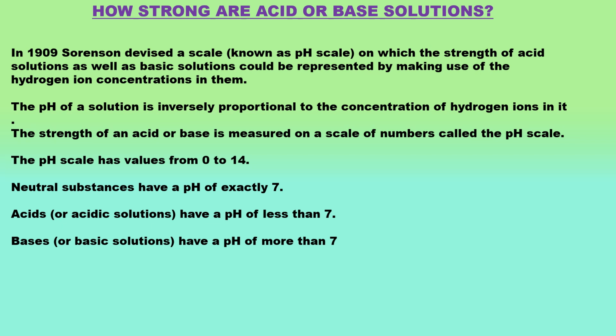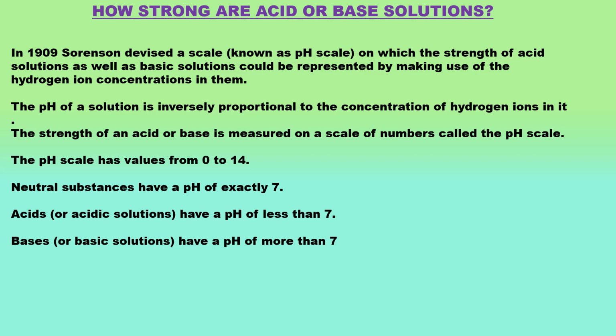Acids, or acidic solutions, have a pH of less than 7. Whenever a solution has a pH of less than 7, it will be an acidic solution. For example, a solution having a pH of 4 will be acidic in nature. A solution of pH 1 is much more acidic than another solution of pH 4. In other words, a solution of pH 1 will be a much stronger acid than another acid having pH 4. All the solutions having pH less than 7 are acidic in nature and hence they turn blue litmus to red. They also turn methyl orange indicator red.